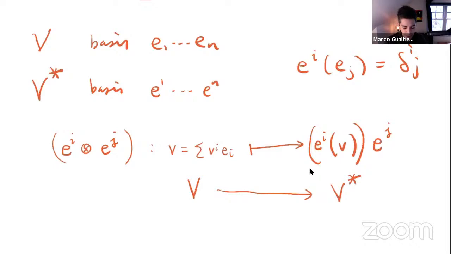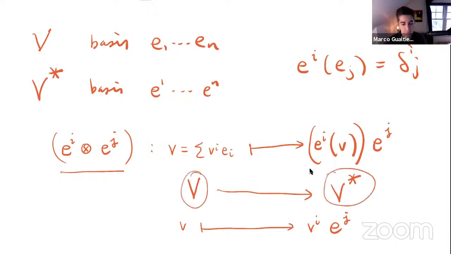It takes V to what? Well, Ei is going to gobble up and it's going to give me Vi, and then I multiply that by Ej. That's what this bivector can be thought of. It can be thought of as a map from V to V star.